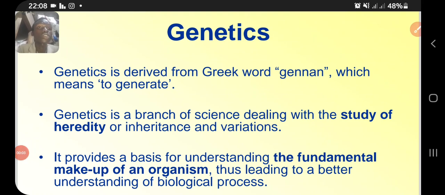So we're going to talk about genetics. Genetics is one of the most beautiful things in biology, which I want you guys to understand, and I want you to get into your mind. So genetics is derived from the Greek word genon, which means to generate.